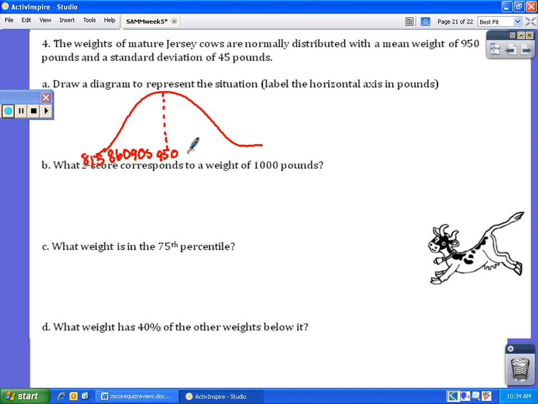And then I'll do the same thing for one standard deviation to the right, two standard deviations to the right, and three standard deviations to the right. All I do is add or subtract 45 each time.